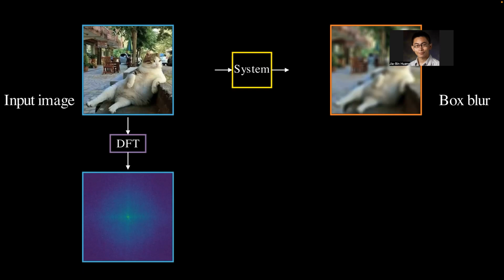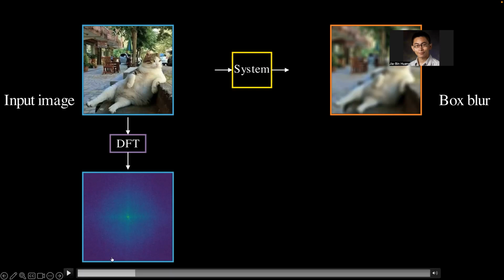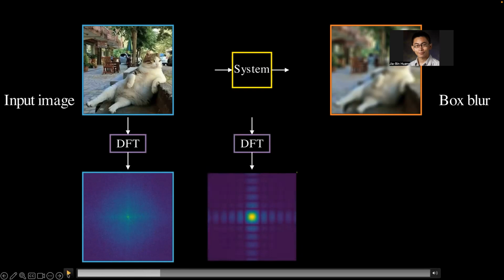So if you want to apply a Gaussian blur in the frequency domain, this is what we'll do, right? We would first compute the DFT of the input image, and then we'll compute the DFT for the blur kernel.